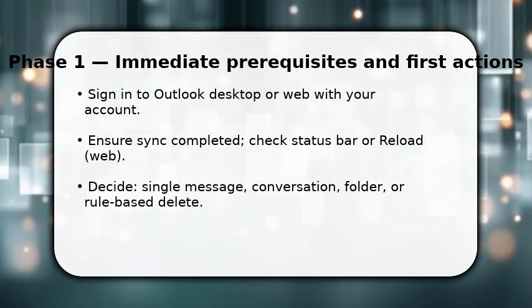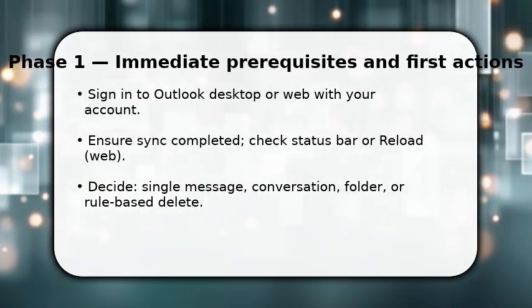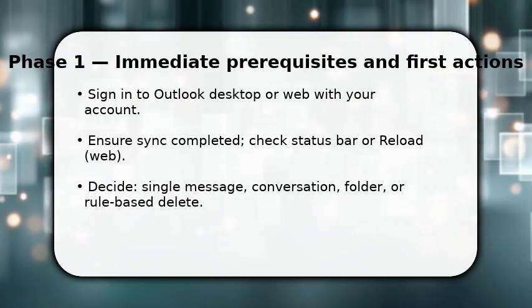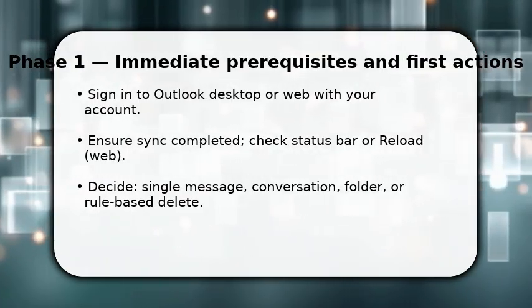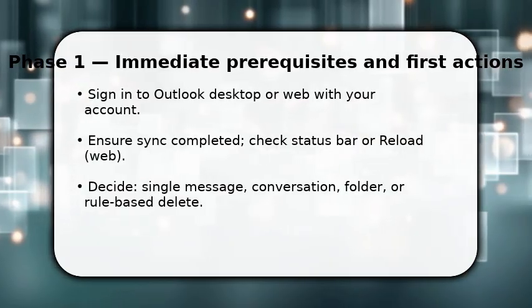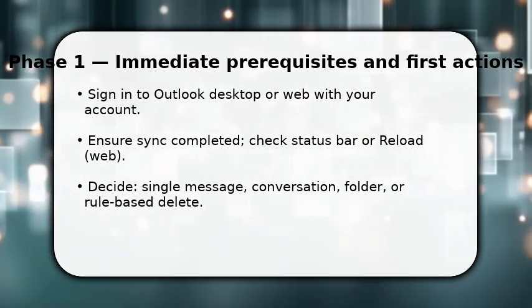You begin by opening Outlook where your mail lives. Sign in and wait until sync shows complete. Once done, locate the message or folder you want removed: a single mail, an entire conversation, or a specific folder.